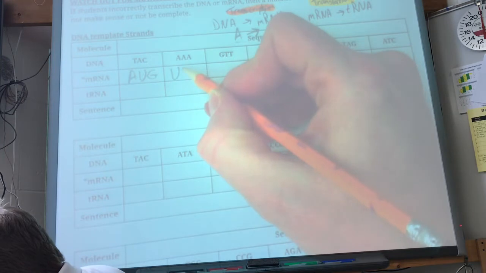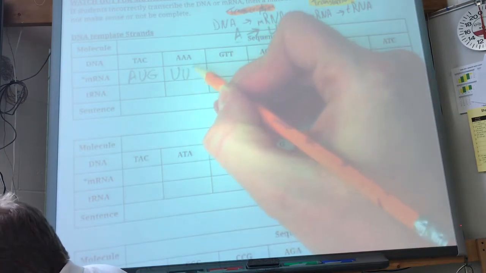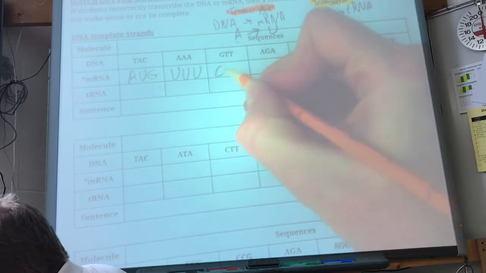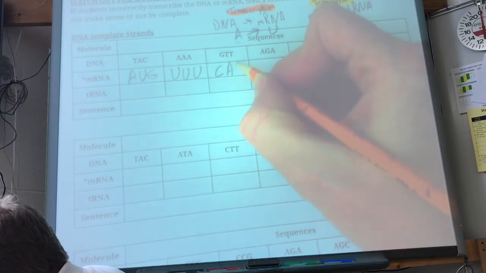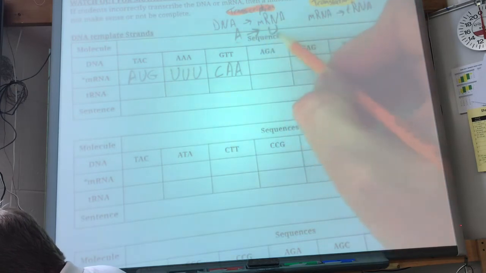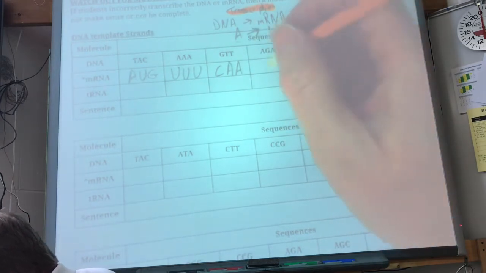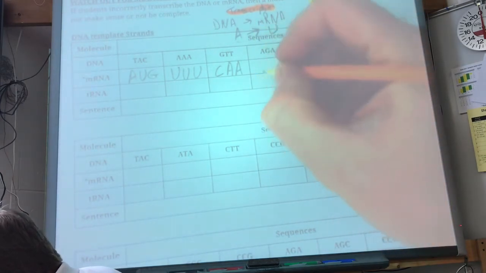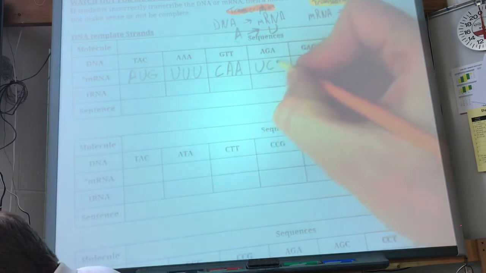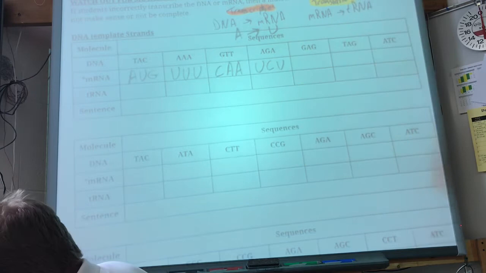For every A, there's a U. For every G, there's a C. For every T, there's an A. The only thing that's different from Chargaff's rule is there's no such thing as a T, so you put a U there instead. For every A, there's a U. For every G, there's a C. Why don't you try the next 9?